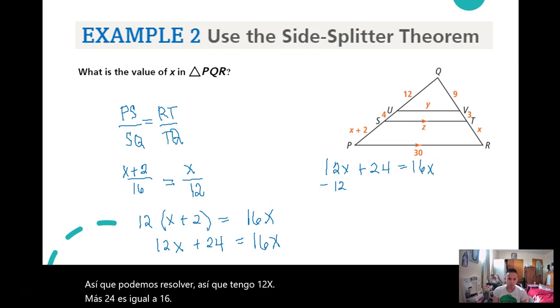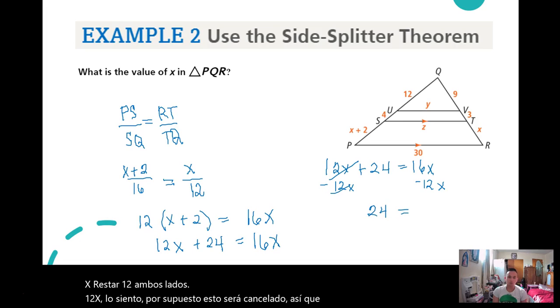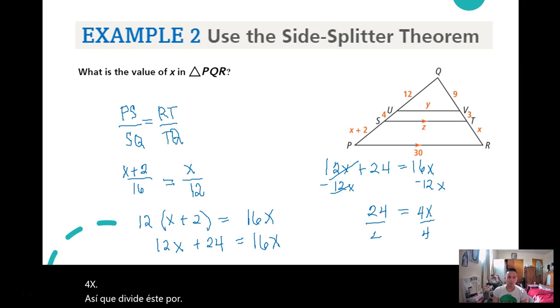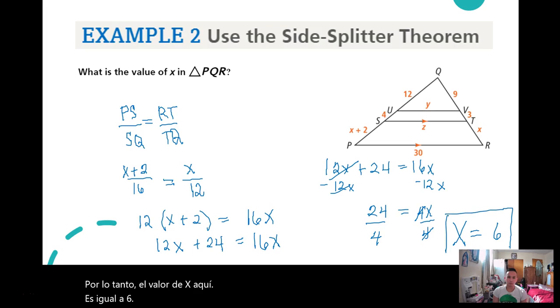So I have 12x plus 24 is equal to 16x. Subtract 12x from both sides, so of course this will be canceled. So I have 24 is equal to 4x. Divide both sides by 4. Therefore, the value of x here is equal to 6. I'll just pass that as my final answer.